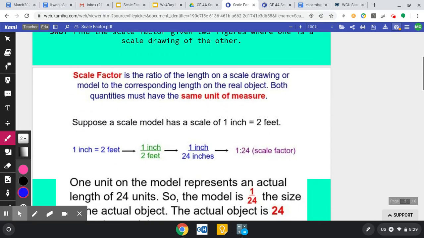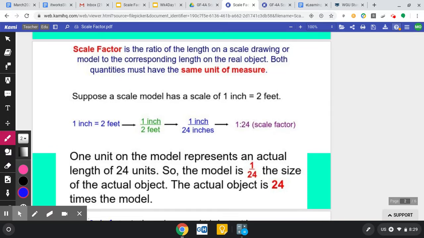Okay, so the definition of a scale factor is the ratio of the length on a scale drawing or model to the corresponding length on the real object. Both quantities have the same unit of measure, and that part is important. If they're not both the same, you need to convert them.